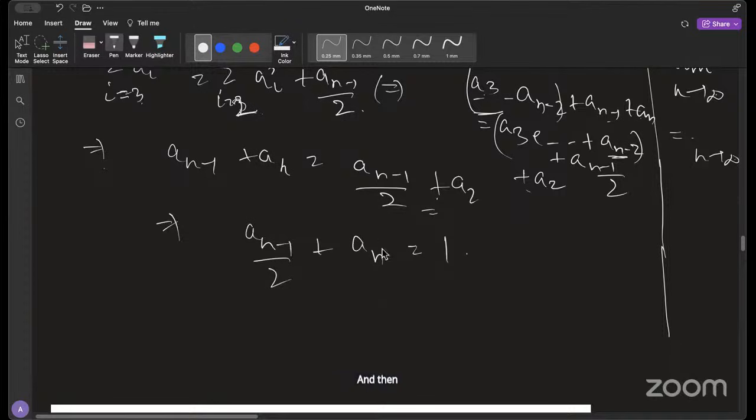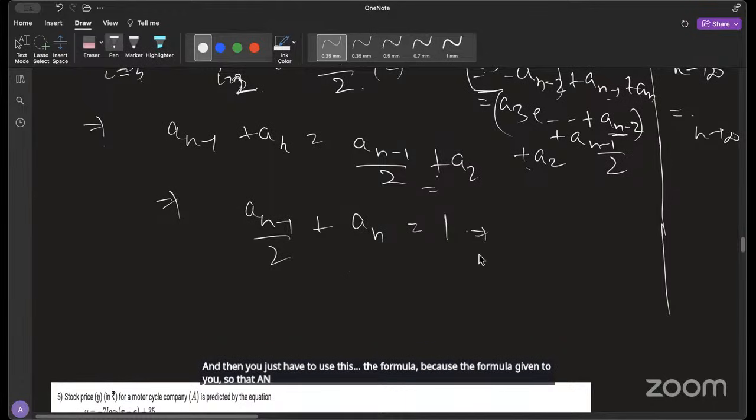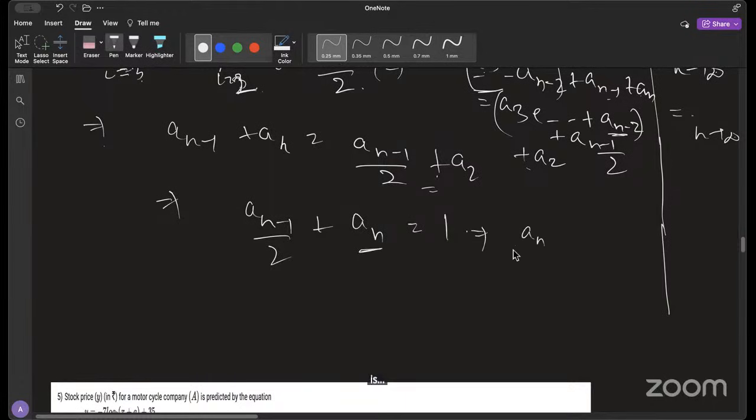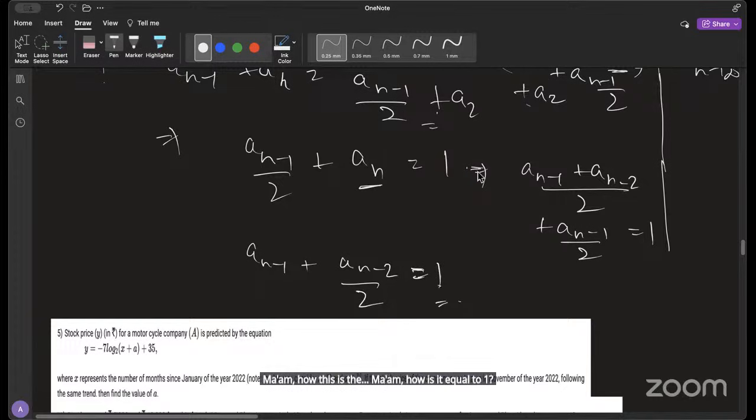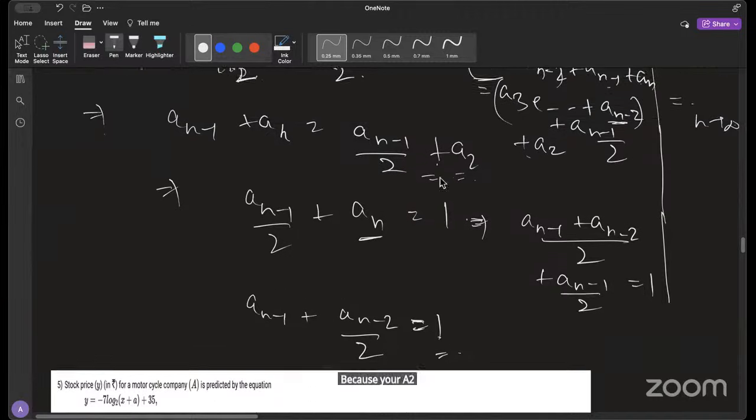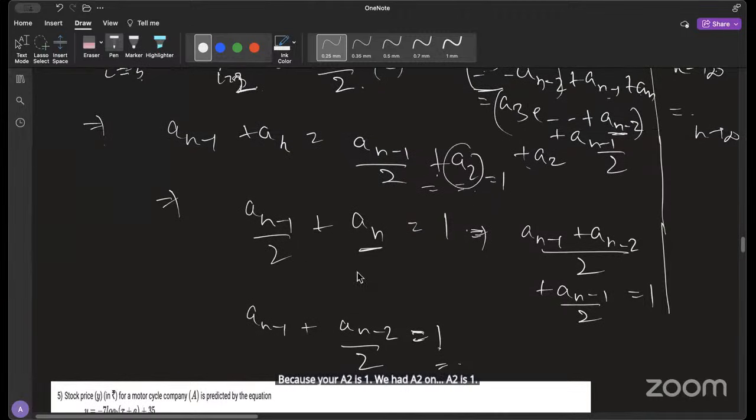And then you just have to use the recursive formula given to you. So that an is an minus 1 plus an minus 2 by 2, right? And then you add this thing, an minus 1 by 2 equals 1. So from here you'll get an minus 1 by 2 times is an minus 1 plus an minus 2 by 2 equals 1. Ma'am, how does this equal to 1? Because your a2 is 1. The value of a2 is 1.